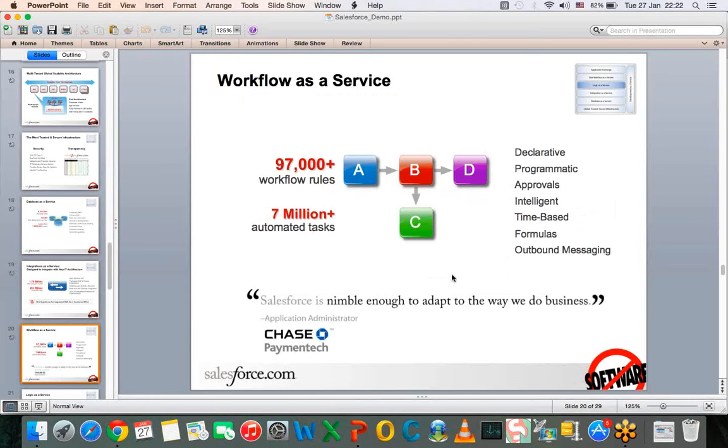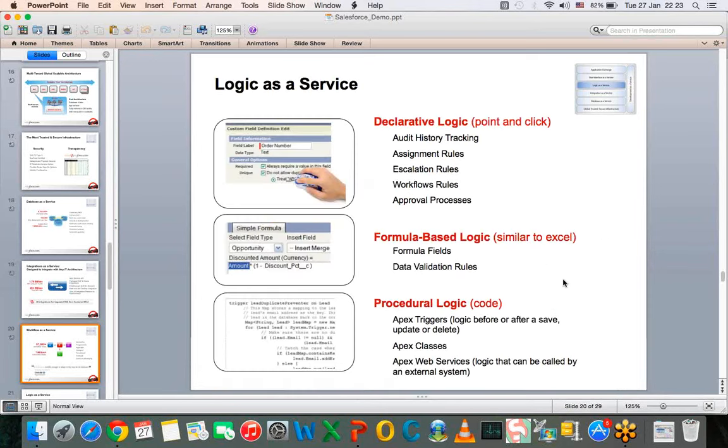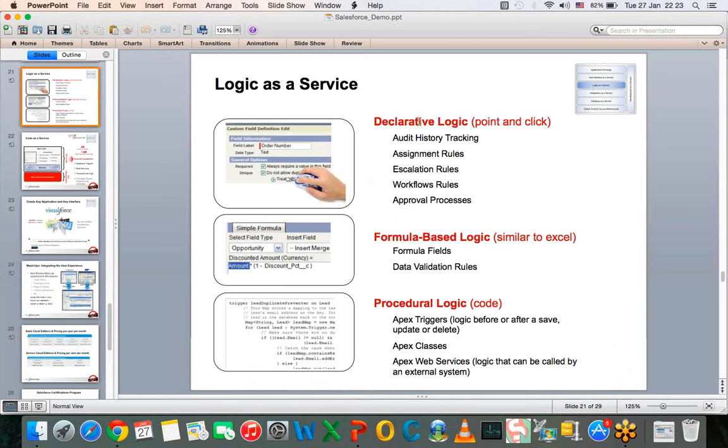So this flow can be done either programmatically using some triggers, or in a declarative way. That is, you just point and click. Like in Salesforce, you have point-and-click functionality wherein you will be able to do it declaratively. So you can do approvals, time-based, formula-based, or send some kind of outbound message using workflows. Similarly, declarative logic is just point and click, and you just select it.